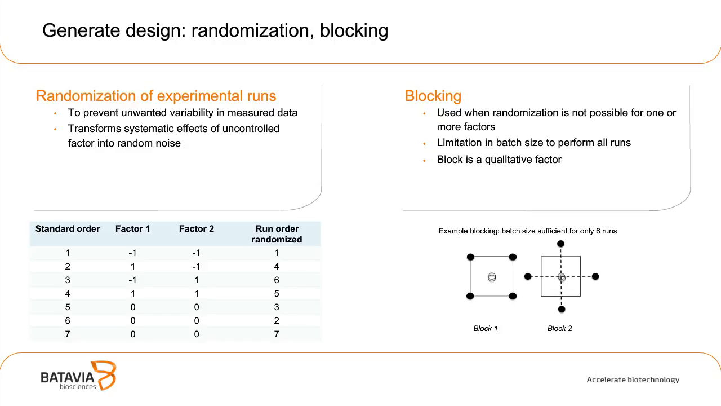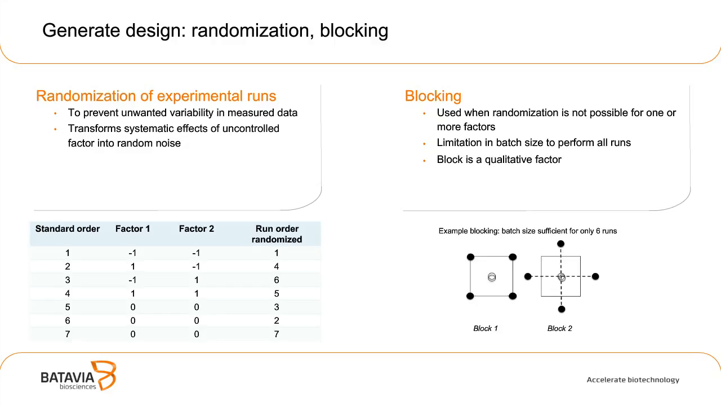So you have, for example, a batch size that's only sufficient for 6 runs. So you can see in the first block you perform all corner points and some center points. Then you make a new batch, and then you perform the other points of your composite design plus some extra center points. And these block factors will be taken in your analysis as a qualitative factor, so you can see if the block itself has an influence on the outcome of your response.